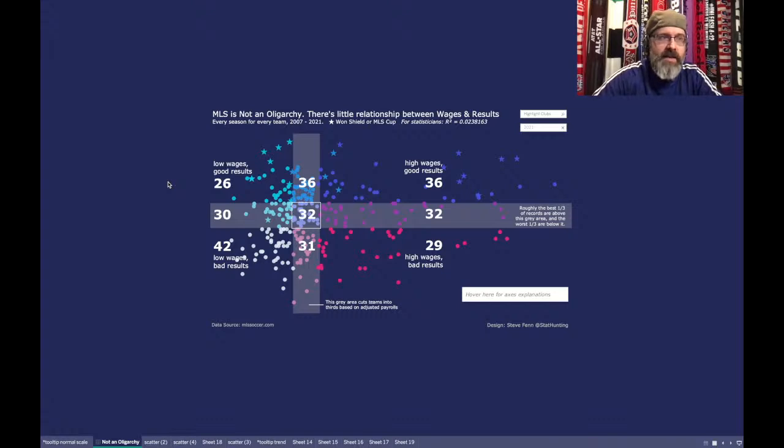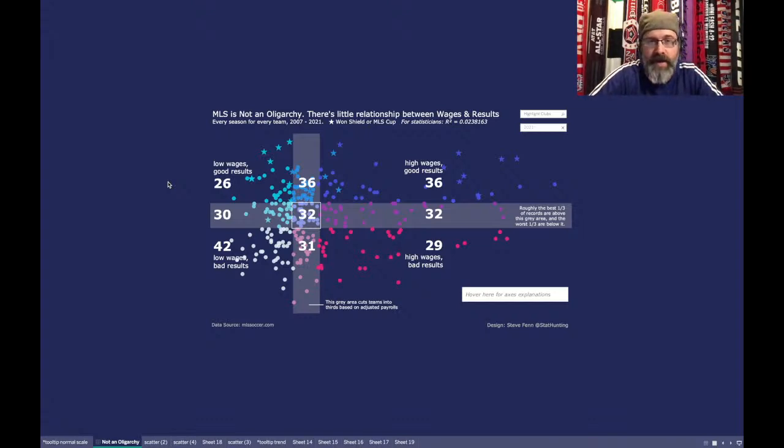It's not to say that spending is wholly irrelevant, but it is to say that if you were to try to explain results in MLS, you probably shouldn't put a lot of emphasis on trying to talk about payrolls. There's just not a one-to-one relationship here that you can reliably look at wages alone.